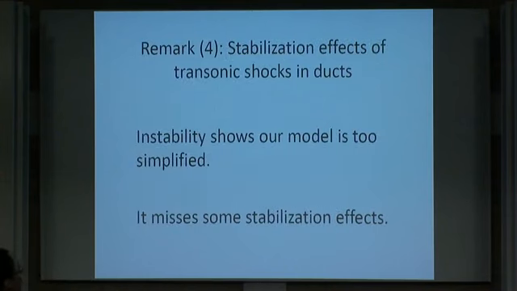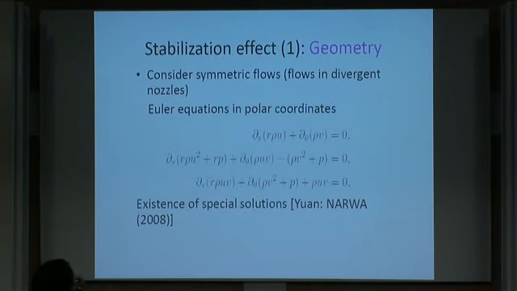The fourth remark is about the stabilization effects of transonic shocks in ducts. We have just shown that the special transonic shock is not stable, which means that our model is too simplified, even for Euler. So this model misses some stabilization effects. The first stabilization effect we studied is about geometry, which means that we consider symmetric flows, or flows in divergent nozzles. So for example, we consider flows in such nozzles.